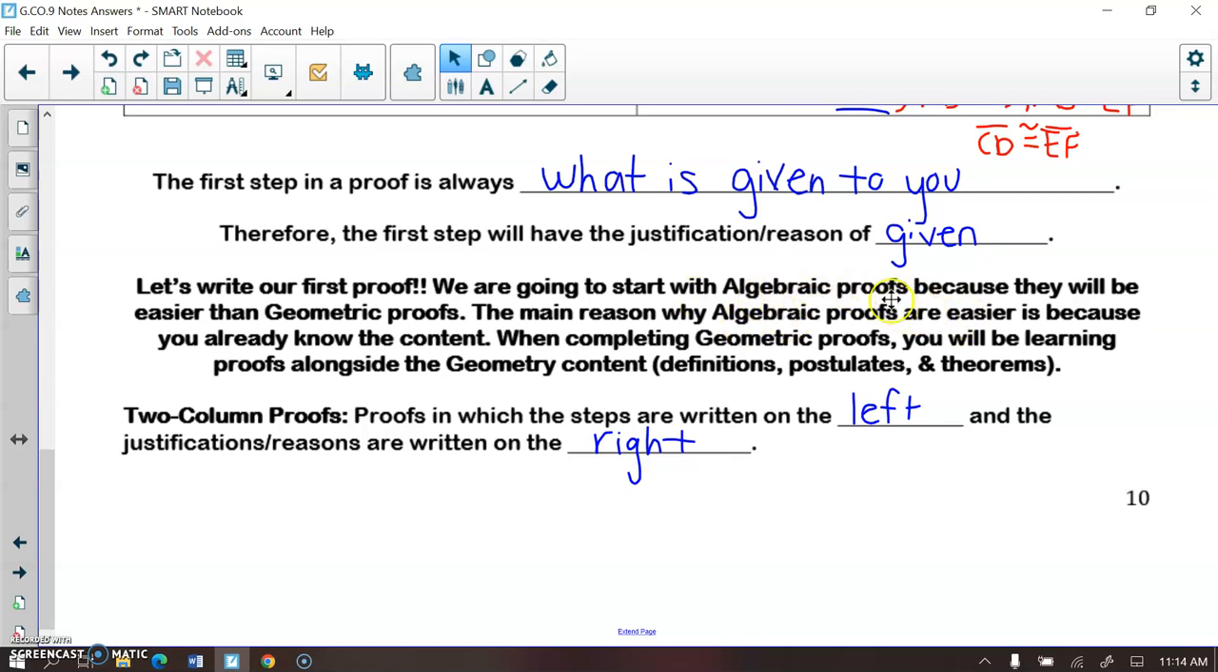We're going to start with some algebraic proofs because they're a little bit easier than geometric proofs because you guys already know the content of algebra, so it's easier to write an algebraic proof. Now, when we start to do geometric proofs, you're going to be learning how to do a proof alongside learning the content of geometry. So the reason why geometric proofs are so much more difficult than algebraic proofs is because you're basically learning two things at one time. So please be patient with yourself.